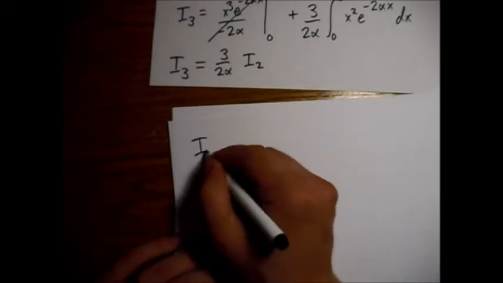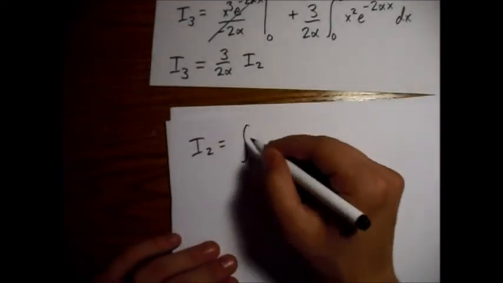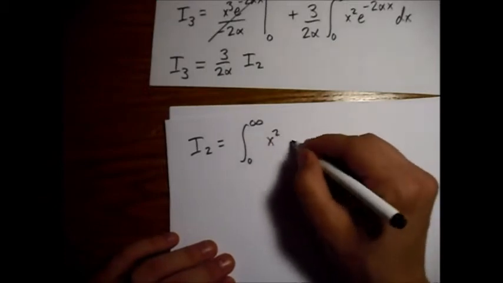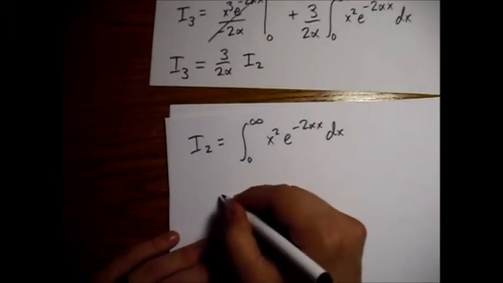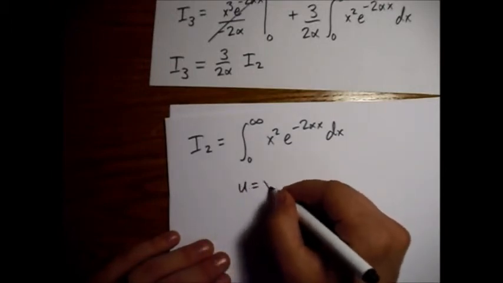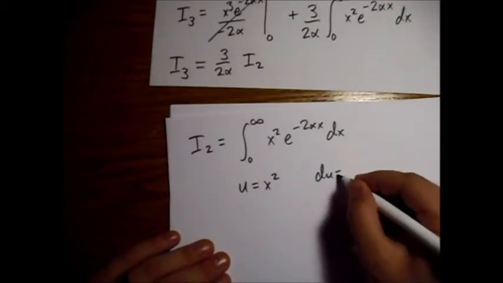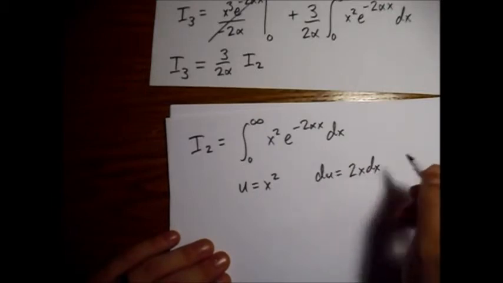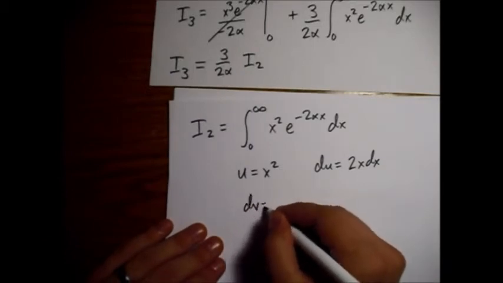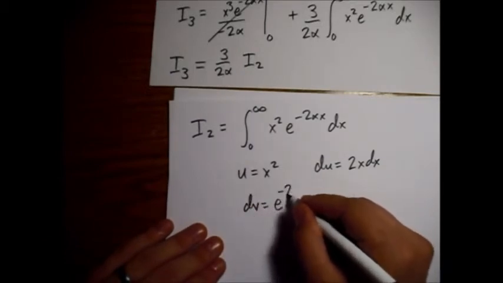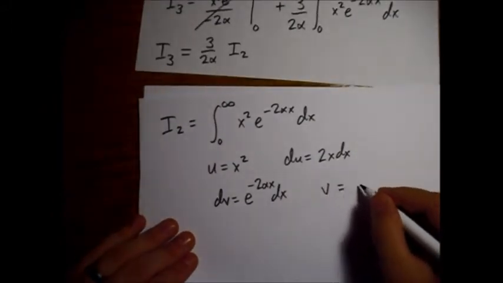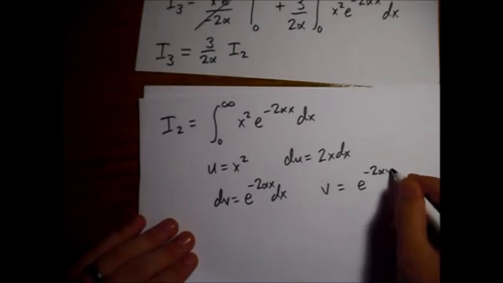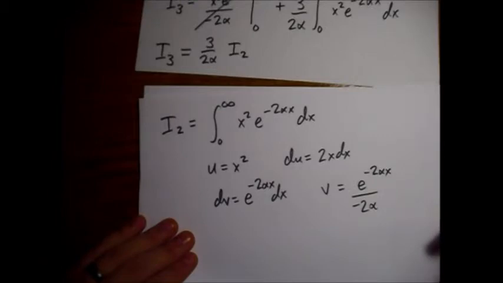Let's start again. We have I2 equal to the integral from 0 to infinity of x squared this time, e to the minus 2 alpha x dx. I'm setting u equal to x squared this time, du equals 2x dx. The dv is going to be the e to the minus 2 alpha x dx, which makes v equal to e to the minus 2 alpha x over minus 2 alpha.